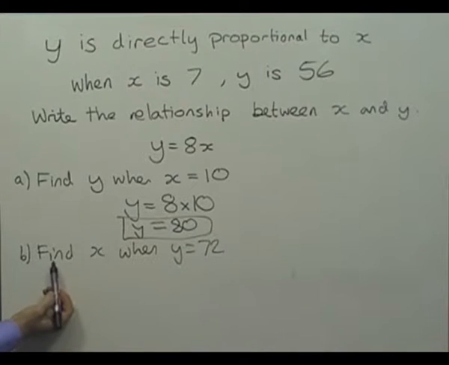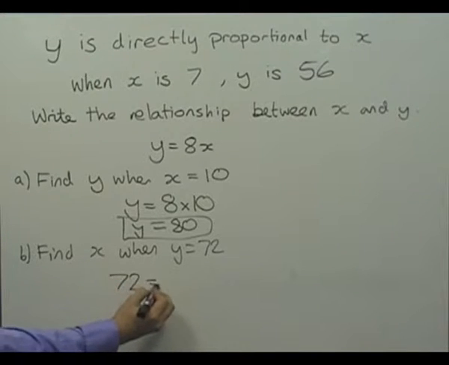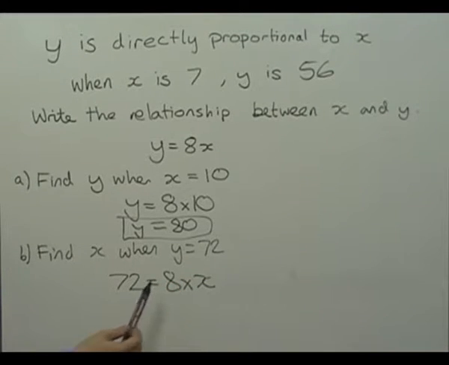The second situation, find x when y is 72. You may notice that they've reversed the situation this time. So what you've got is 72 is equal to 8 times x, in which case you need to find out 8 times something is 72, so work backwards, 72 divided by 8, so x must be equal to 9.